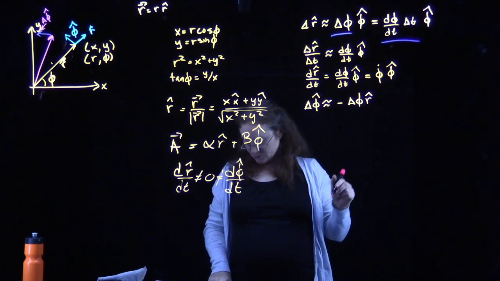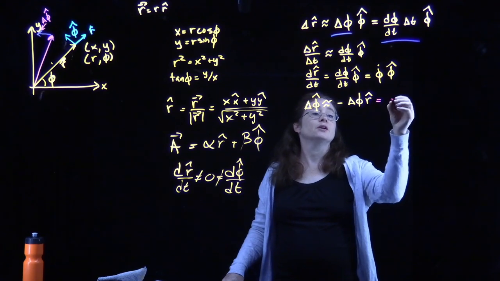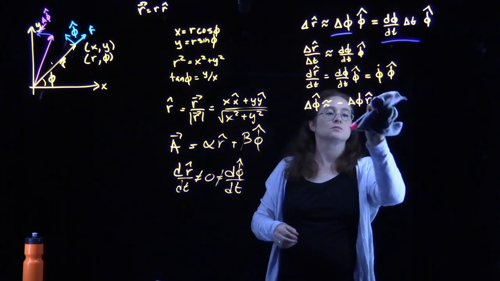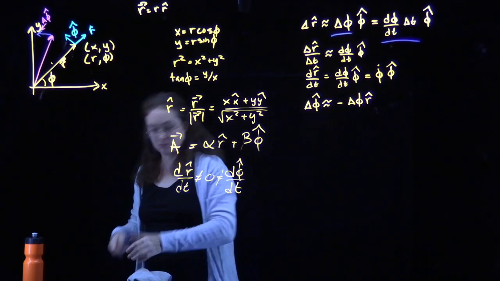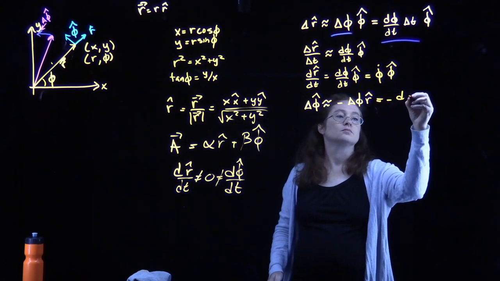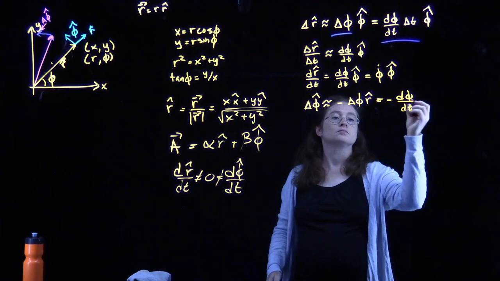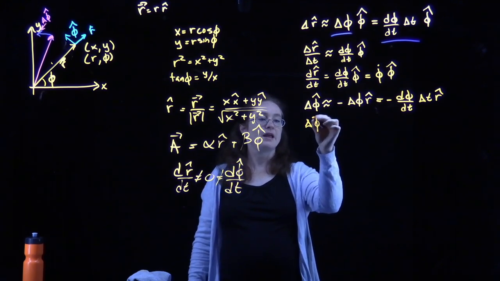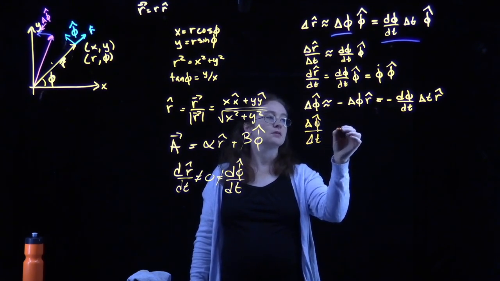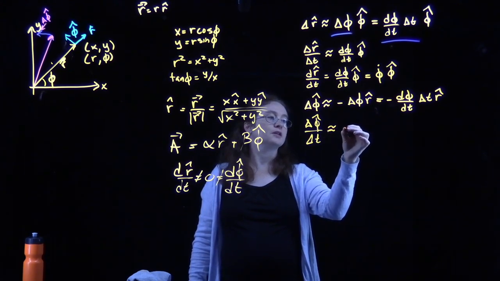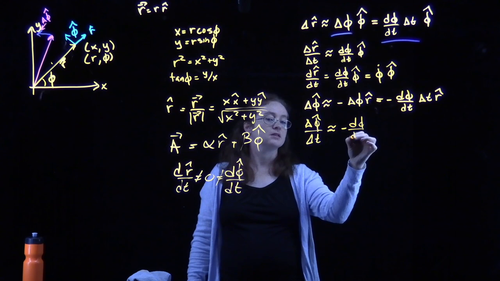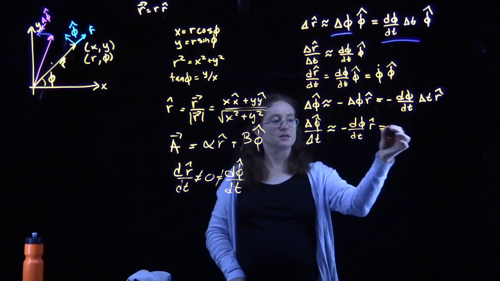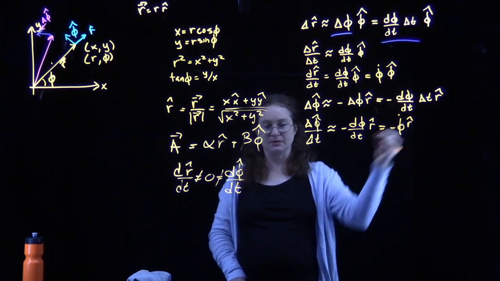And we can do the same trick here. This is negative d phi dt delta t r hat. So delta phi hat over delta t is roughly equal to negative d phi dt r hat. And this is negative phi dot r hat.